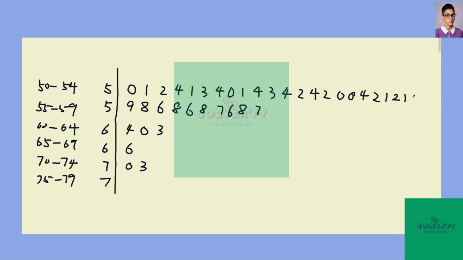51, 50, 61, then 52. I think we are running out of space. And 65, and 50. Okay, the last number is 50. And as you can see, there is no number between 75 and 79, so we leave this space blank.